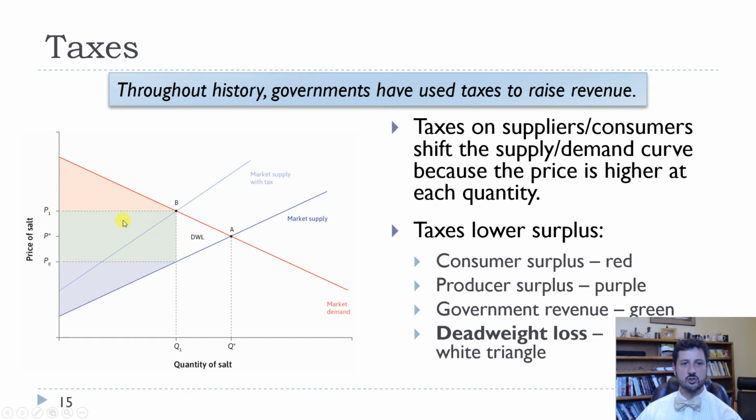And now we have this new shape, this green rectangle. And that green rectangle is the tax revenue that the government gets. And so that's equal to however much is sold, Q1, right? We sell less because of the higher price, times the actual amount of the tax. But because we're selling less, right, we have created a deadweight loss, and that's this white triangle.